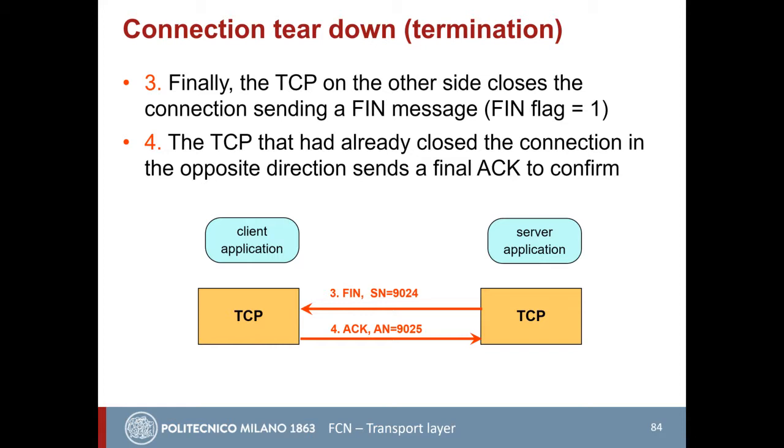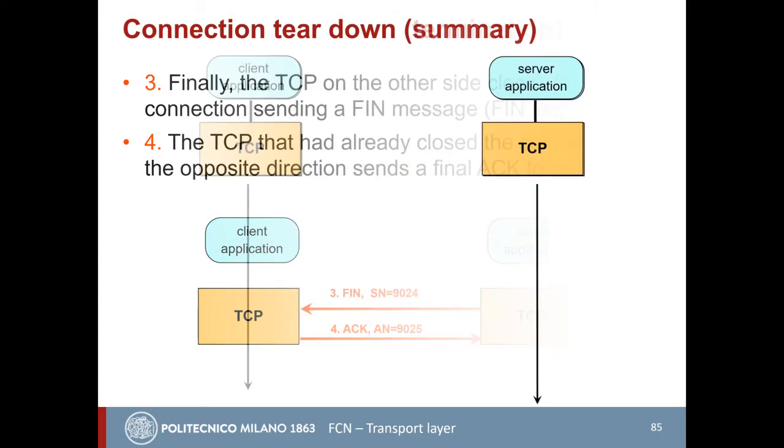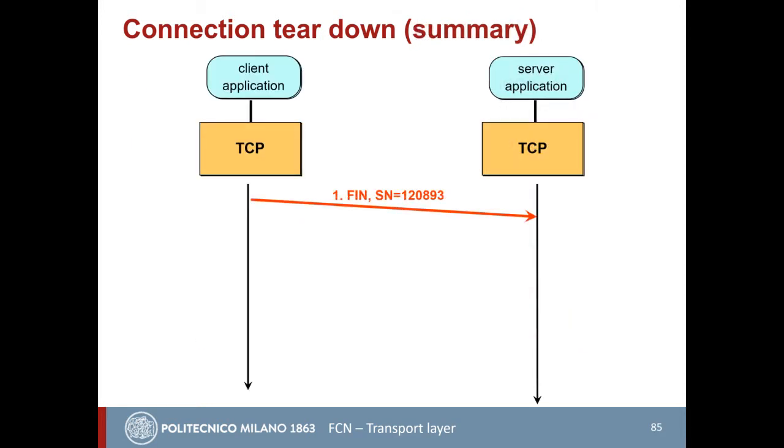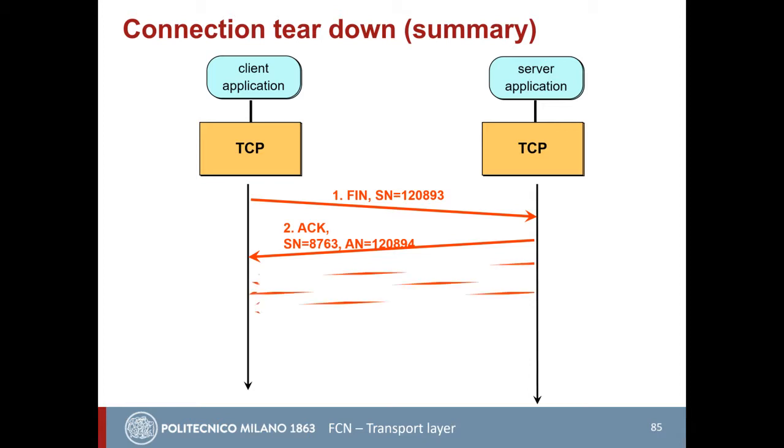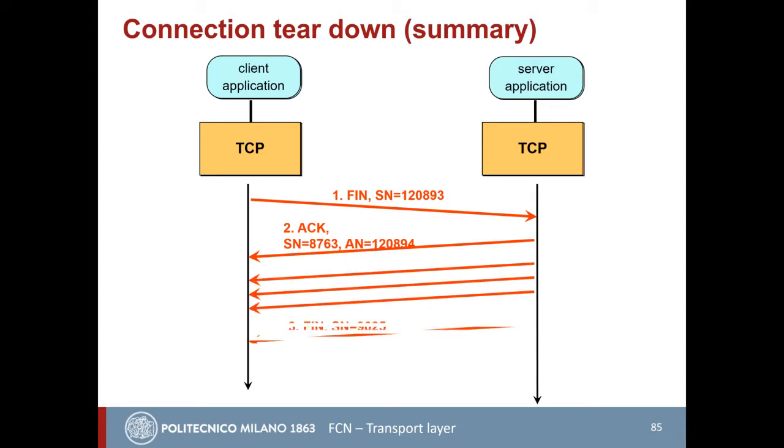So when this final ACK is sent in the other direction, the connection is closed on both sides. So this is the summary. This is the closure of the connection in one direction, and then also the closure of the connection in the other direction.